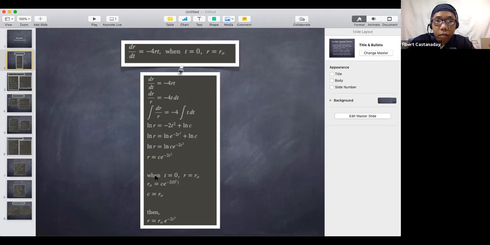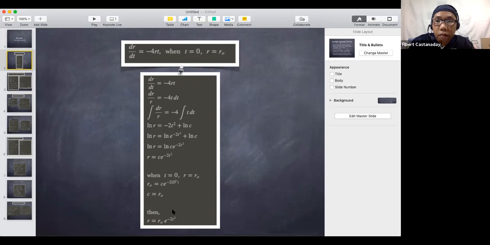Now the next step is for us to apply the given condition: t is equal to 0 and r is equal to r sub 0. We plug these values into the general solution. So r becomes r sub 0, and on the right-hand side you have c times e raised to minus 2 times 0 squared. 0 squared is 0, 0 times minus 2 is 0, and e raised to 0 is equal to 1. That's why c is equal to r sub 0.